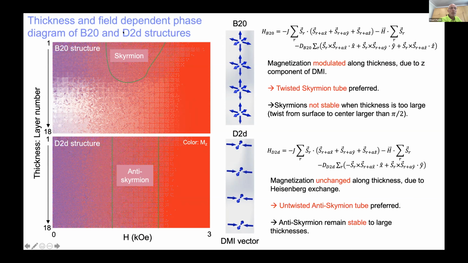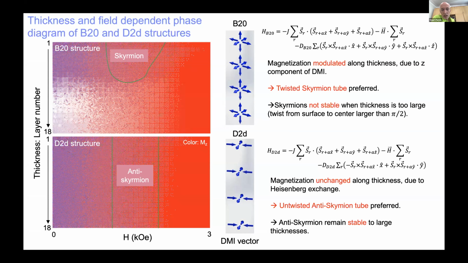And you can see, if you look at the top in the B20 structure, the skyrmion phase is stable only over a limited field and thickness range, whereas the antiskyrmion phase is stable over the complete thickness. It's basically independent of the thickness, neglecting dipole fields. And the reason is because in the B20, which is a cubic system, the Dzyaloshinskii-Moriya vector exchange has the same magnitude in all directions. And this causes a twisting of the structure in all directions, and you get basically a spherical object.